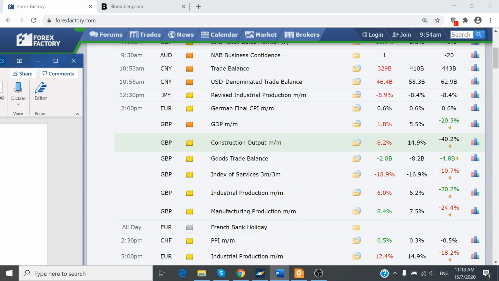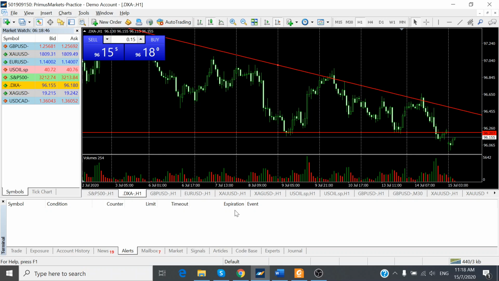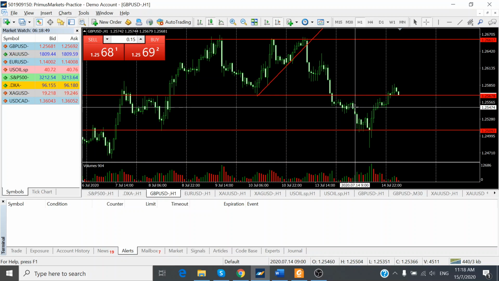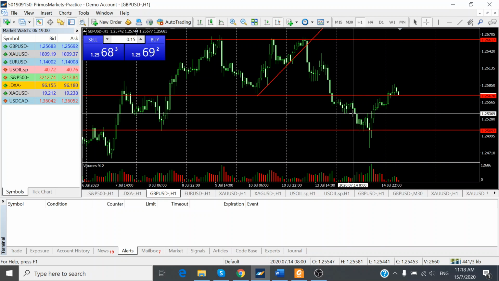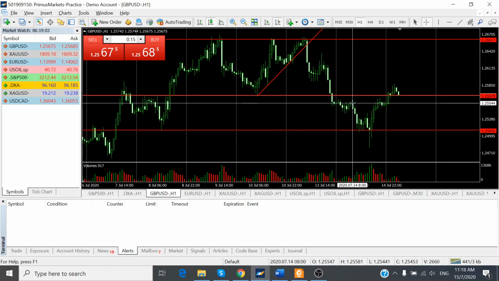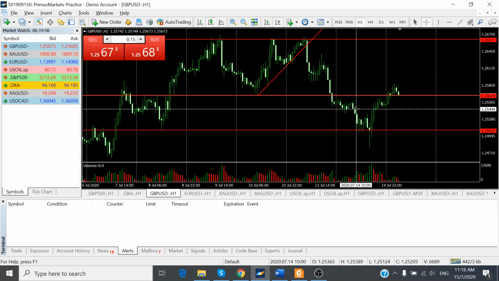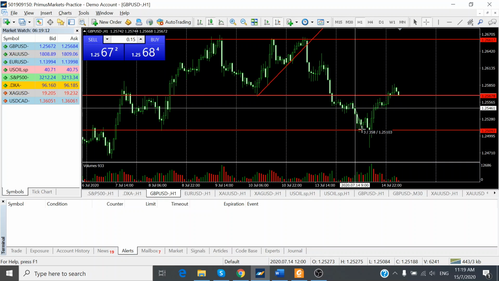Theoretically, of course, all these data, including construction output and industrial production, were all negative for the UK pound. So we do see the UK pound dropping as early as this candle. Again, server time is 800 hours. You need to add 5 hours to this if you're in Singapore or Malaysia. So 8 plus 5 would be 1300 hours, which is 1 p.m. local Singapore time. And at 2 p.m., as the data was released, it weakened further from 1.2546 to a low of 1.2510. So it moved down about 37 pips.